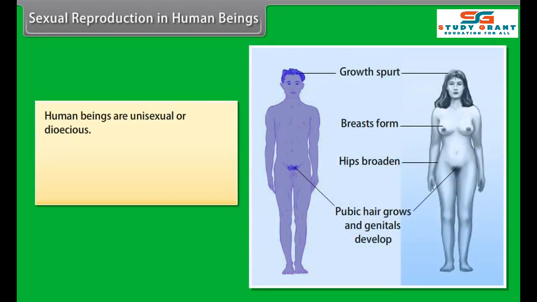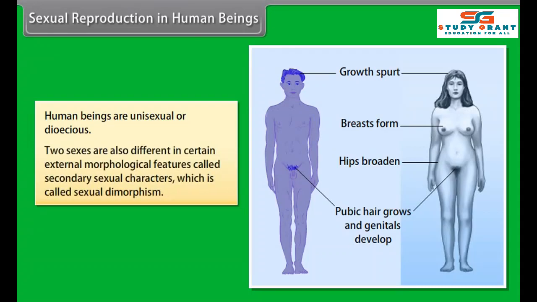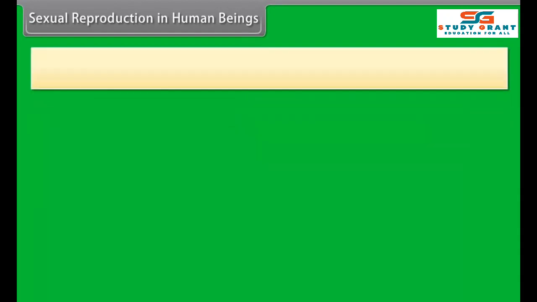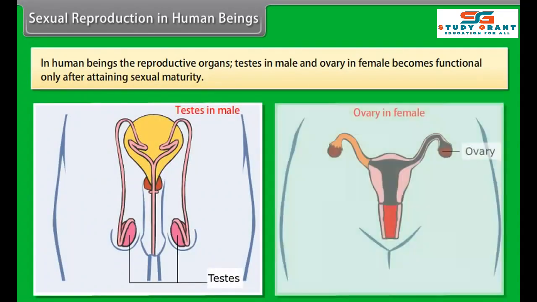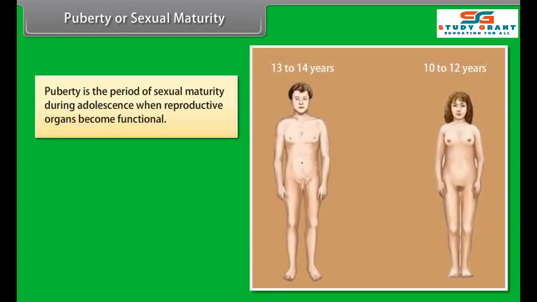Sexual reproduction in human beings. Human beings are unisexual or dioecious. The two sexes also differ in certain external morphological features called secondary sexual characters, which is called sexual dimorphism. In human beings, the reproductive organs, testes in male and ovary in female, become functional only after attaining sexual maturity, or puberty. Puberty is the period of sexual maturity during adolescence when reproductive organs become functional.